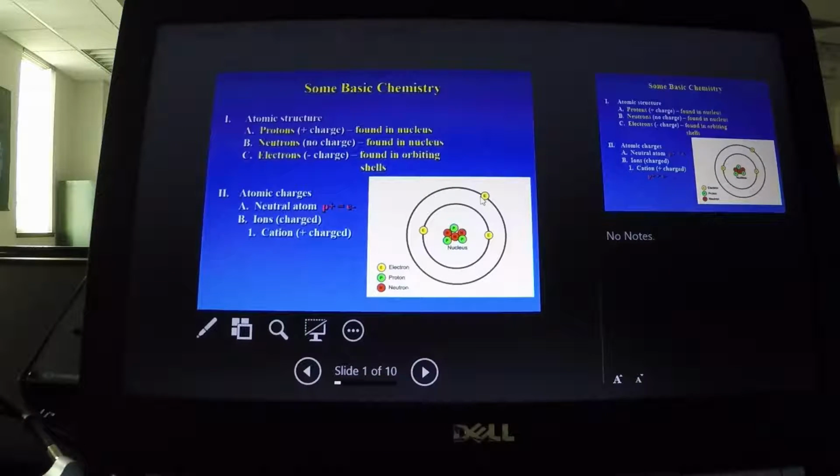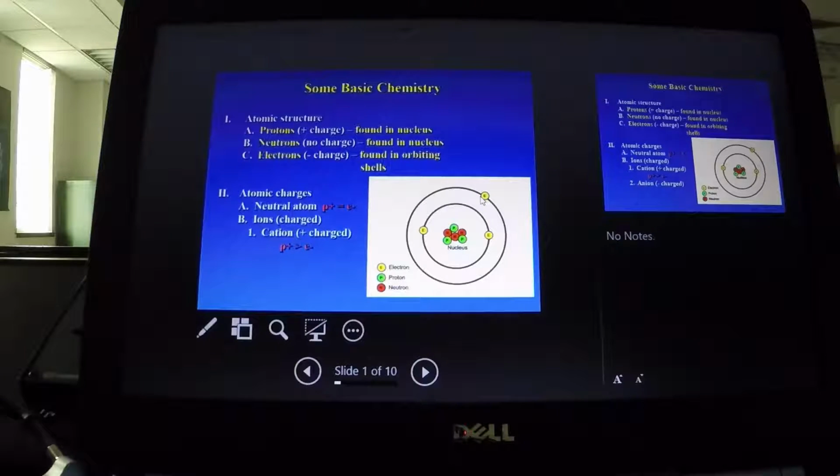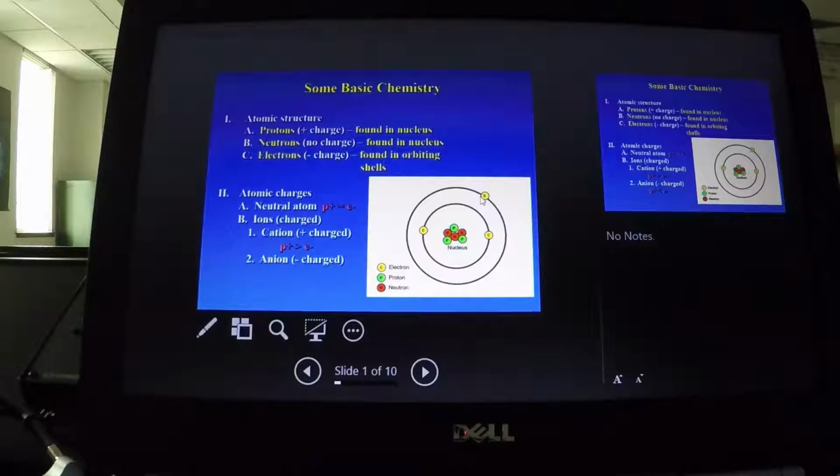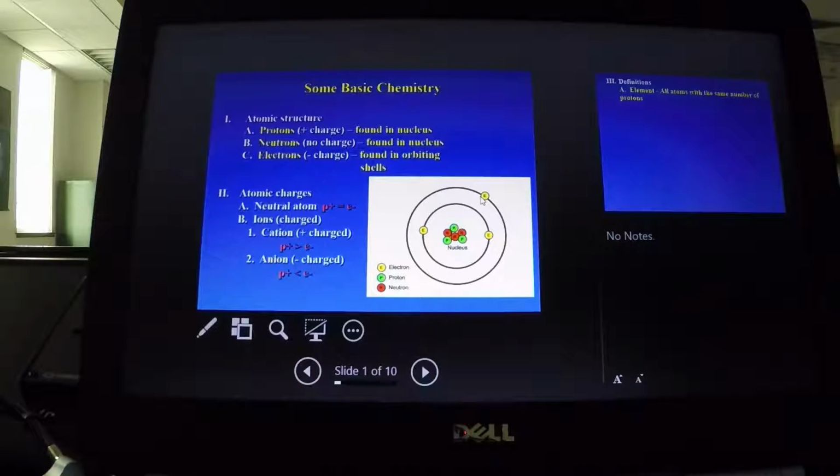Cations are when you have positively charged ions, positively charged atoms, and the number of protons is greater than the number of electrons. And anions are when you have an imbalance where you have more electrons than protons. Okay, so a few simple concepts and terms. Ions, charged atoms. Cations are positively charged, more protons than electrons. Anions are negatively charged, more electrons than protons. Any questions so far? I'm sure you've all seen this before.